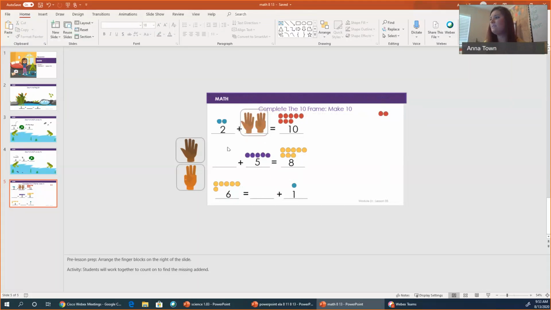Our second problem was blank plus 5 equals 8. 8 is our total, so we know that the number that goes here cannot be bigger than 8. We already have 5 out of our 8 counters, so we're going to take 5 away.